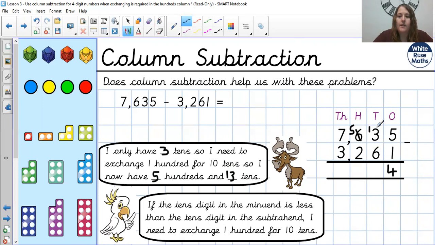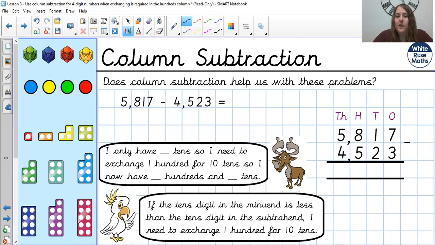And then I can continue. 13 take away 6 is 7. 5 take away 2 is 3. And 7 take away 3 is 4. So our answer here is 4,374. Excellent. Okay, let's do one more then.